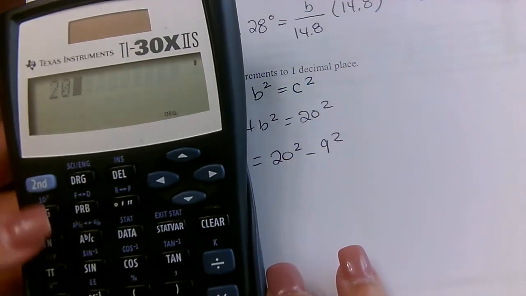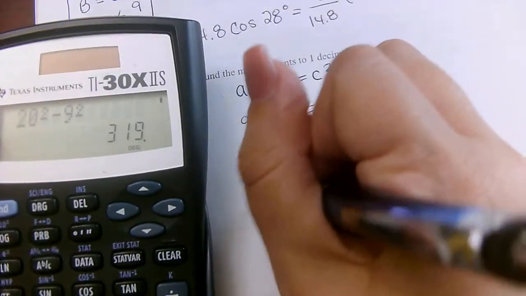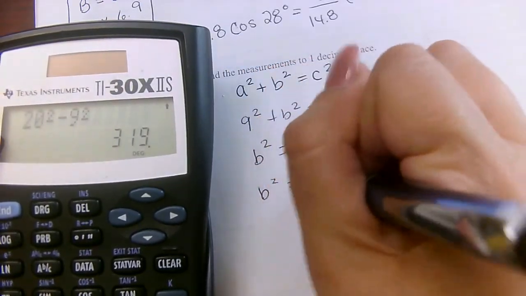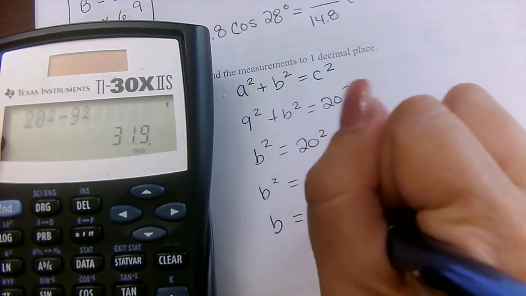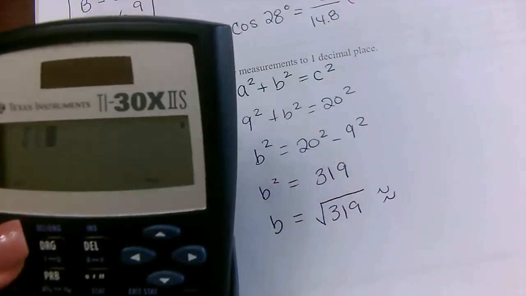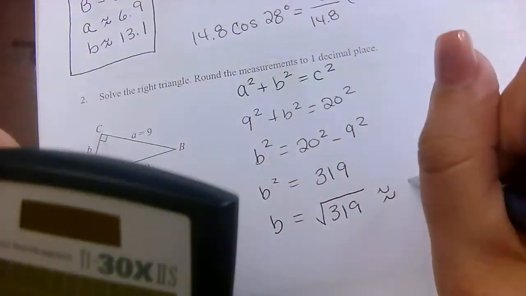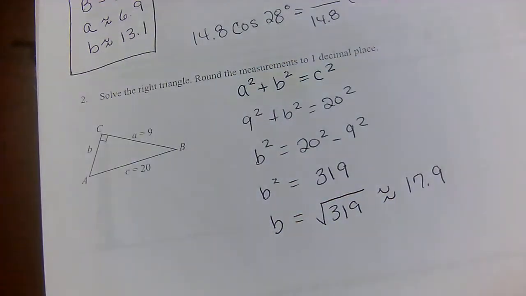20 squared minus 9 squared, and I'm going to get 319. So B squared is equal to 319. So B is equal to the positive square root of 319, which is approximately 17.9. We're rounding to one decimal place.